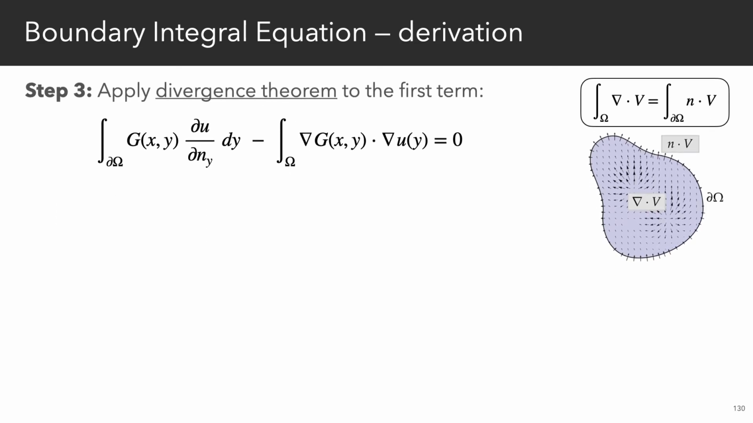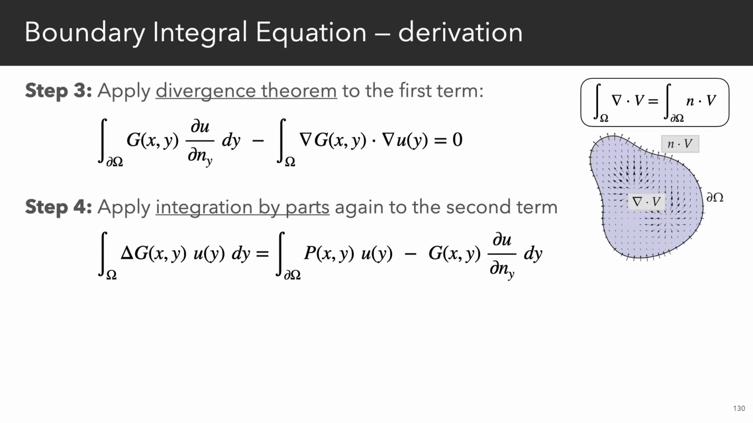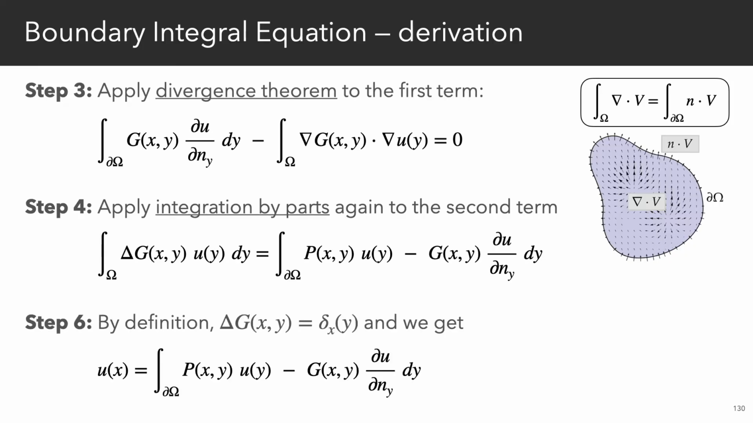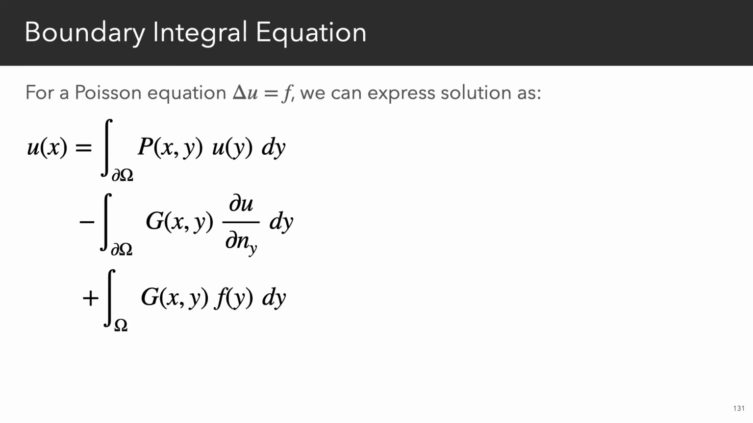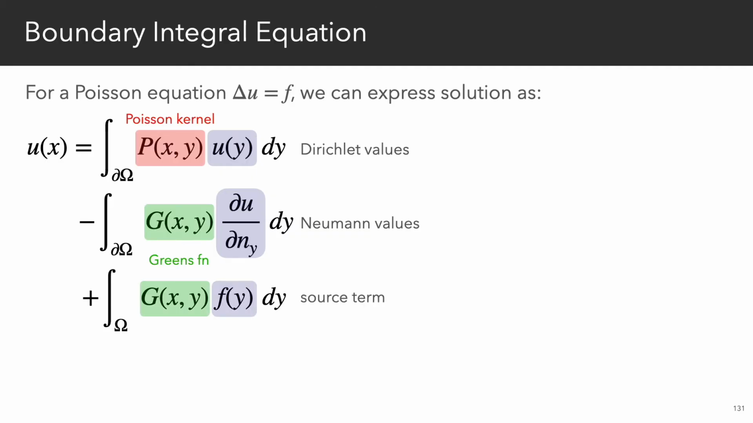We now apply integration by parts again, but this time to the second term. And finally, we use the definition of the Green's function on the left-hand side to get our BIE. The boundary integral equation actually holds for the Poisson equation as well. So here u and du/dn are the Dirichlet and Neumann values, f is the known source term, and P and G are our usual kernels.